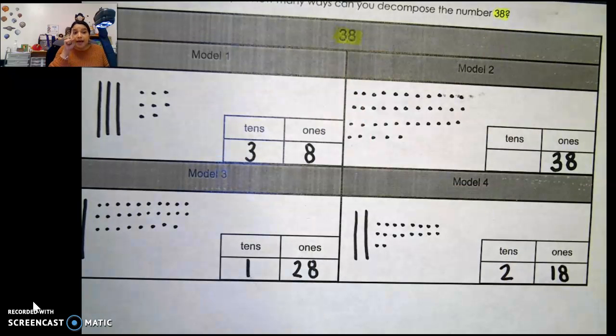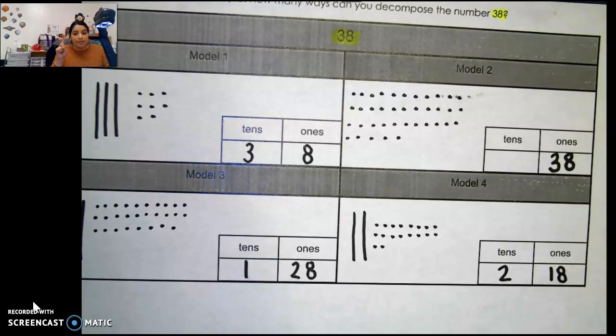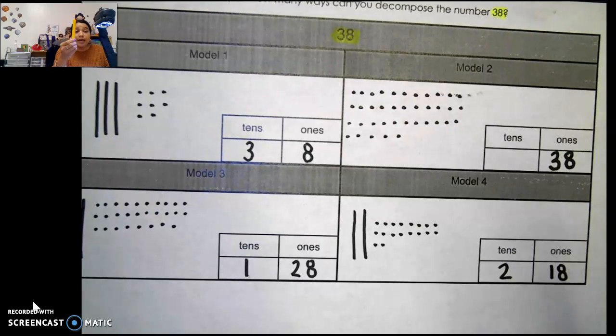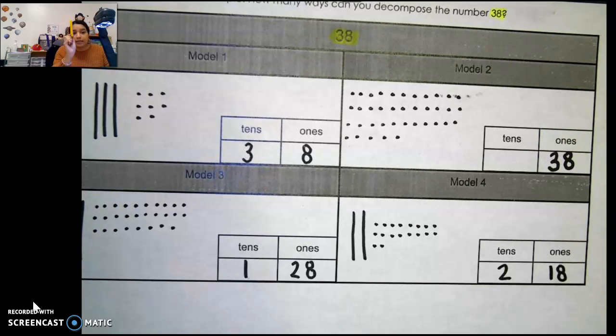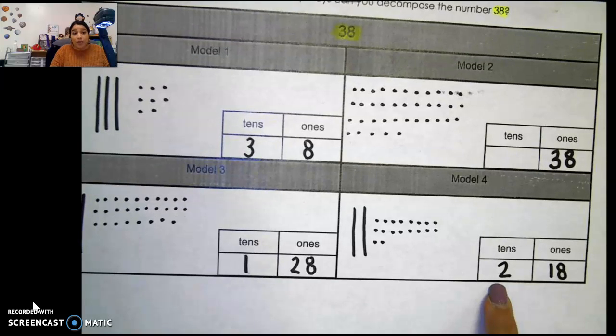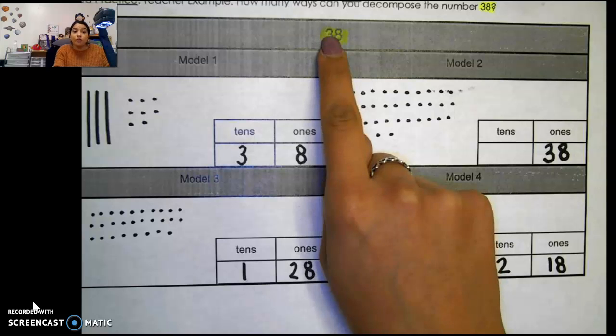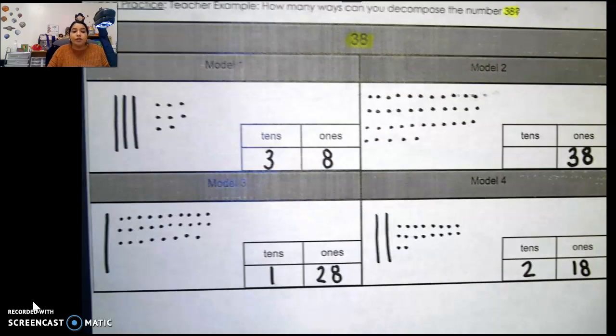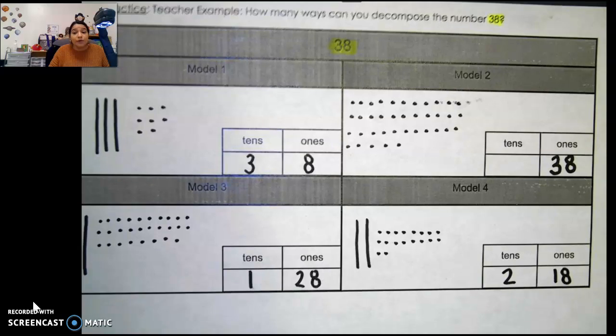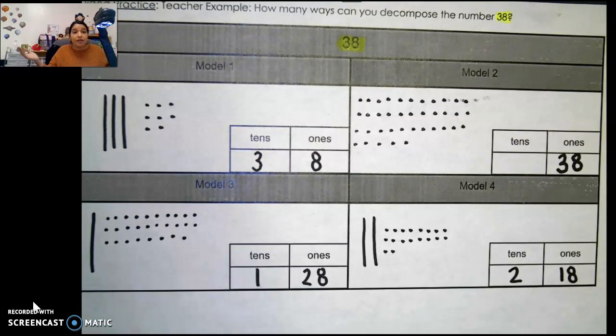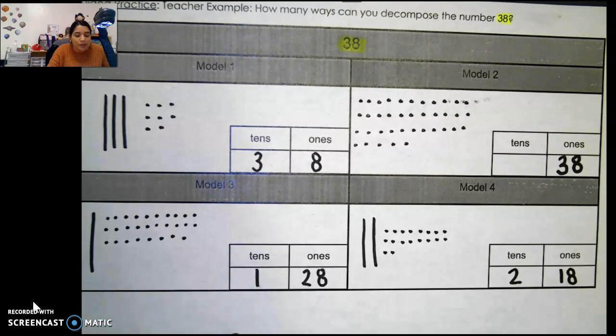Because one 10 long equals the number 10. Remember, one 10 long has 10 ones in it. So it's 10, and then we have 20. So it's really good if we count by tens. So 20, so two tens and 18 ones still gives me 38. So these are 4 different ways you can make 38 with your base 10 blocks.